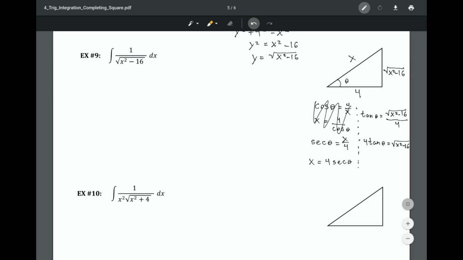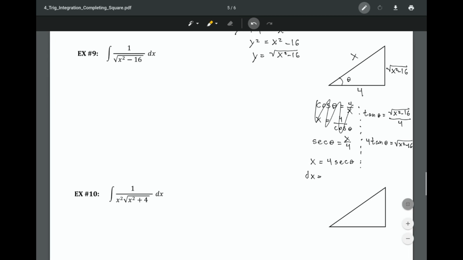Now I have almost everything I need. The only thing I don't have is dx. But I can take the derivative of secant, and the derivative of secant is secant tangent, or 4 secant, excuse me. So dx is 4 secant theta tangent theta. Now I have everything I need to replace all of this.